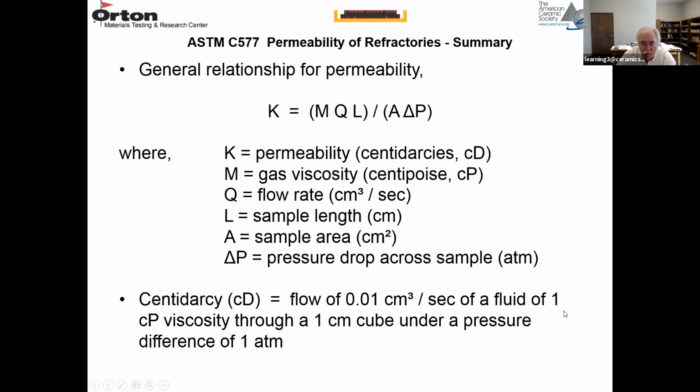So centidarcy has this great definition. It's the flow of 0.01 cubic centimeters per second of a fluid of 1 centipoise viscosity through a 1 centimeter cube under a pressure difference of 1 atmosphere. That's difficult for me to visualize, but that's what a centidarcy is.